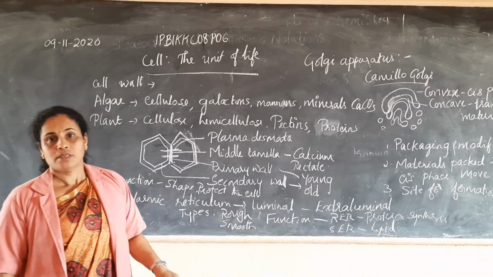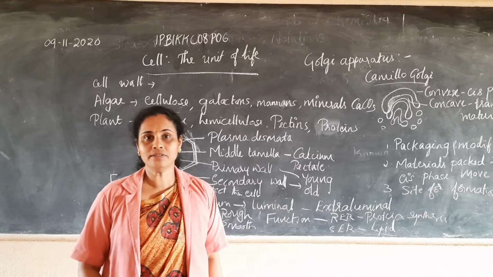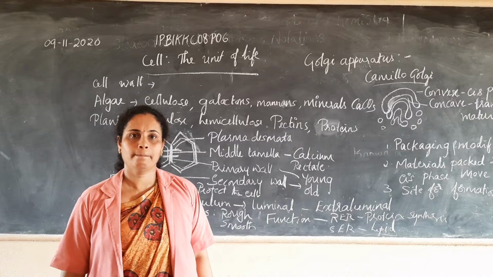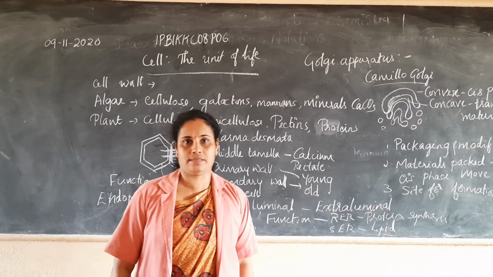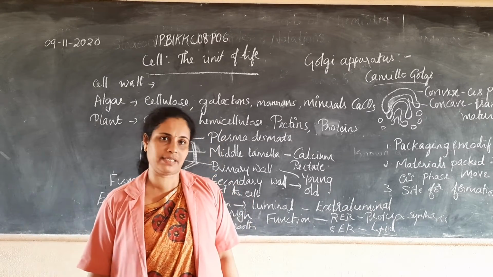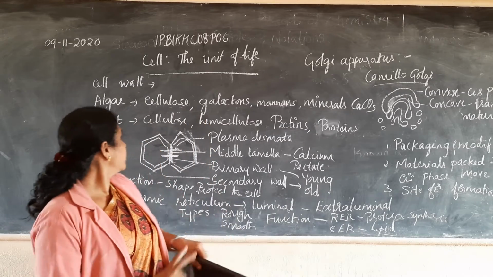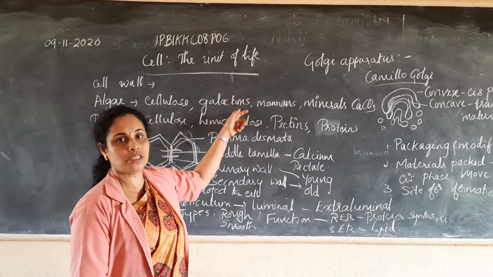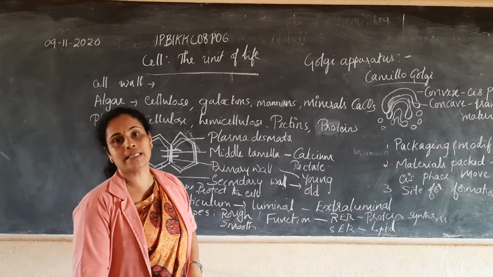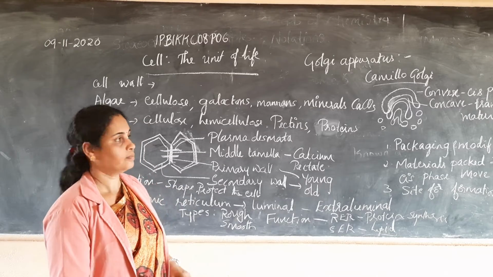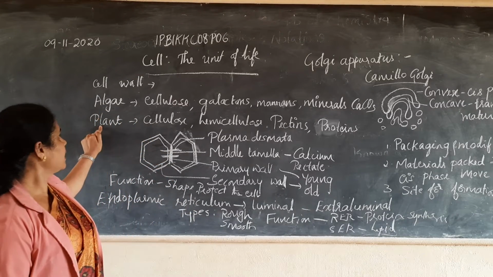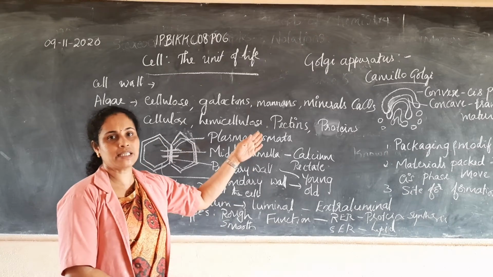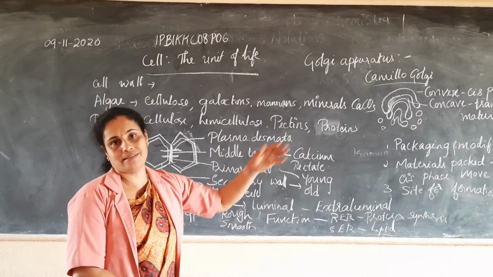Wall. So cell wall is a structure mainly present in fungi, algae, and plant cells. It is not found in animal cells. In algae, the cell wall is made up of cellulose, galactans, mannose, minerals, etc. In plant cells, the cell wall is made up of cellulose, hemicellulose, pectin, proteins, etc.